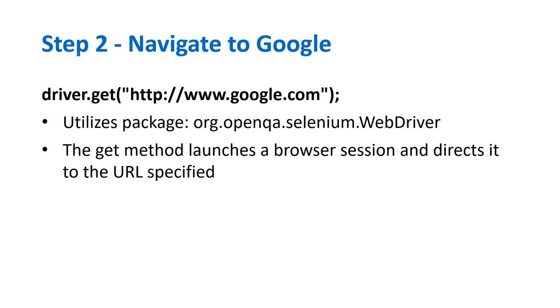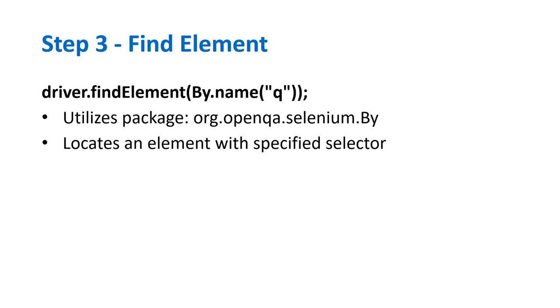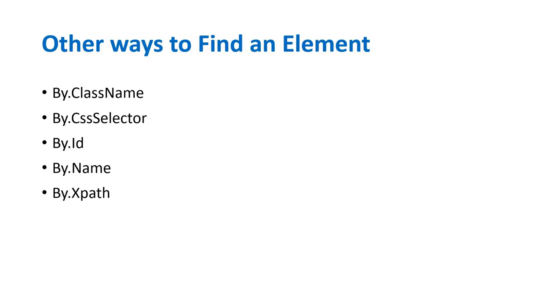After the browser navigates to google.com, the real action starts. We find an element with the name of q, and this invokes the package org.openqa.selenium.By. By is the mechanism which is used to locate elements with a specific selector. Finding elements is something you will be doing a lot of when using WebDriver. Besides by name, there are other ways to find an element, which include class name, CSS selector, ID, name, and XPath, all of which I will cover throughout the course.